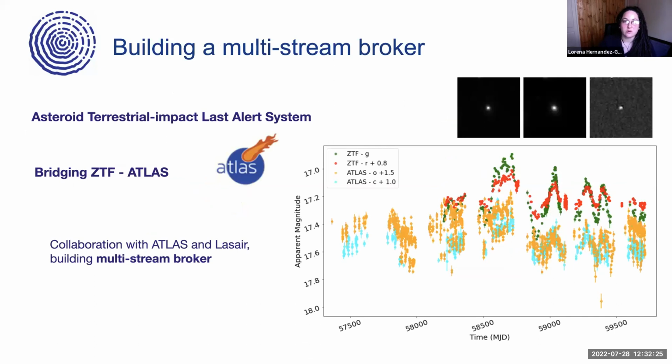And another thing that we are working on is building a multi-stream broker by including not only data from the CTF, but also from Atlas. This is in production now, so we are doing the tests. For example, here I saw a light curve of an AGN. Indeed, this is a binary black hole candidate. Here are the stamps, and in red and green we have the light curve from CTF, and in orange and blue we have the data from Atlas. So one thing is that Atlas has data since 2015, and the cadence is smaller, so we have more data points. So this might also be interesting.